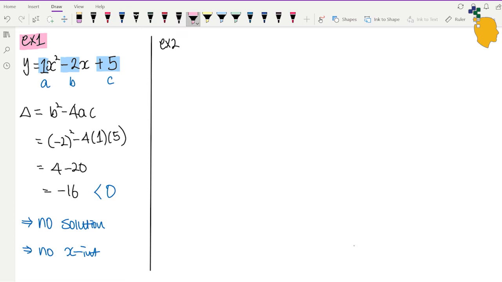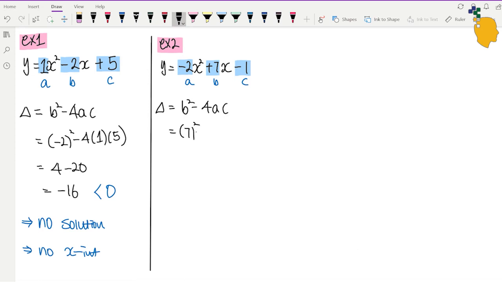Example 2: we have y equals negative 2x squared plus 7x minus 1. Your a value is negative 2, b is 7, c is negative 1. So your discriminant b squared minus 4ac will be 7 squared minus 4 times negative 2 times negative 1, which is 49 minus 8, which is 41. And since this is a positive value, you're going to have two solutions, which means two x-intercepts.